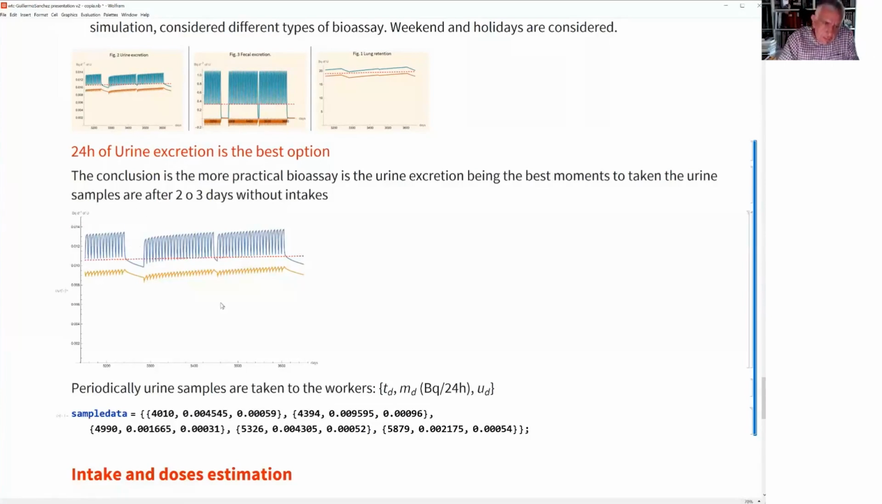Here is represented by simulation for a typical worker the urine excretion. This period is the holiday period, and we found that in this period the uncertainty of the estimation is lowest. And so, we will take the urine sample after 2 or 3 days without exposure.